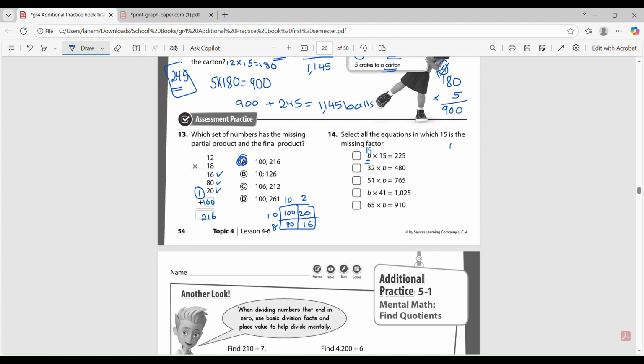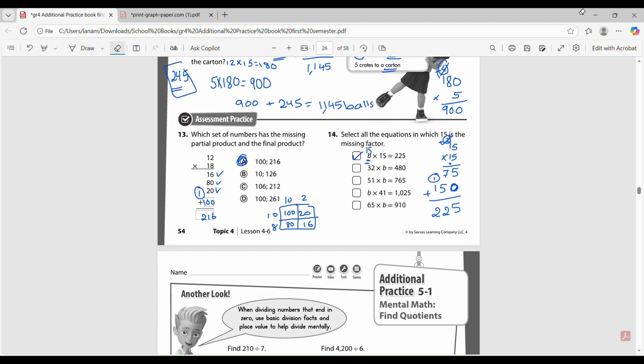15 times 15. 5 times 5 is 25. 5 times 1 is 5, plus 2 is 7. I already used the 2, so I'm going to cross it out. Now we will move to the next line. Now I'm dealing with the tens of the number at the bottom. So I'm going to put 0 because now I'm working with tens. 1 times 5 is 5. 1 times 1 is 1. Let's add. 5 plus 0 is 5. 7 plus 5 is 12. I will carry. Now I have 1 plus 1 is 2. So yes, this is correct. 15 times 15 equals 225.